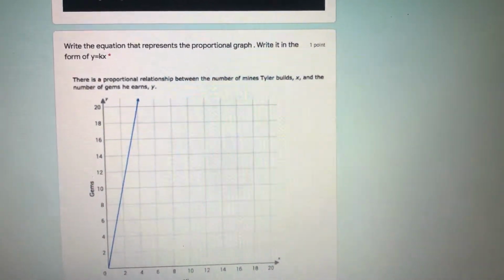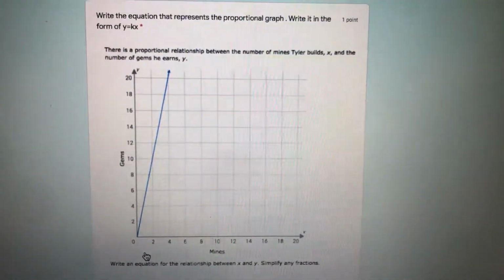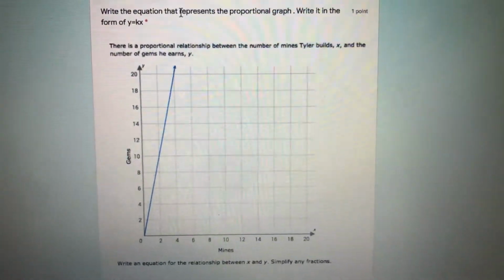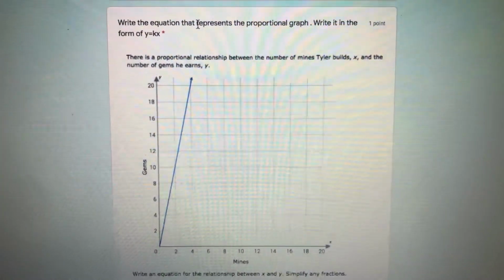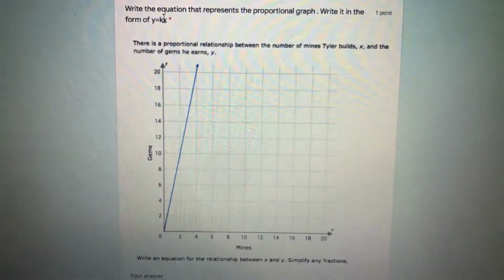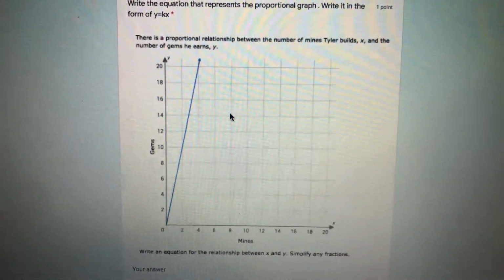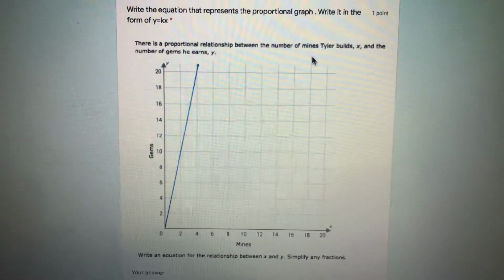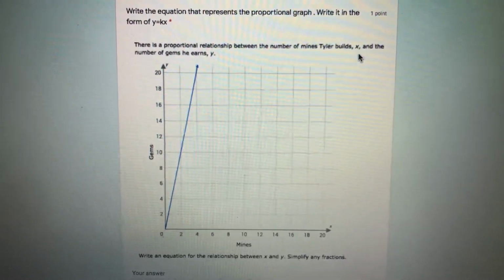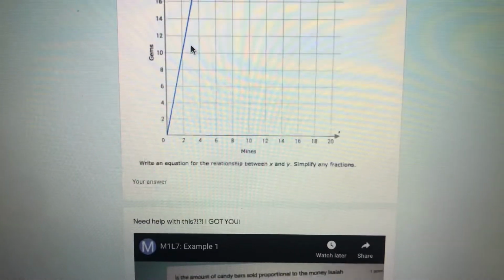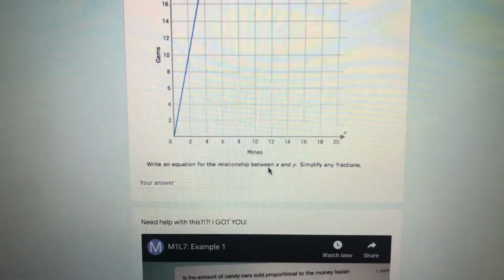All right, we got example 1 over here. It says write the equation that represents the proportional graph. Write it in the form of y equals kx. So this says there's a proportional relationship between the number of mines that Tyler builds, which is x, and the number of gems he earns. So we have to write an equation that represents the proportional relationship, and here it says to simplify any fractions.